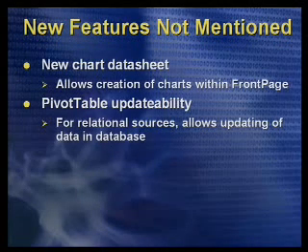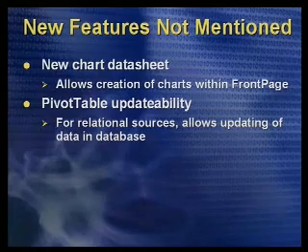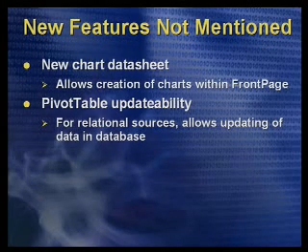Another feature I haven't mentioned was pivot table updatability, which didn't necessarily tie into the business intelligence scenario. Pivot table updatability is a fairly big feature that allows you to go against a relational data source and update data: add new records, delete records, and change the data within those records. In a lot of scenarios, this allows you to use the pivot table control as a very simple way to change data in the database. This feature is also used extensively within Access data pages.